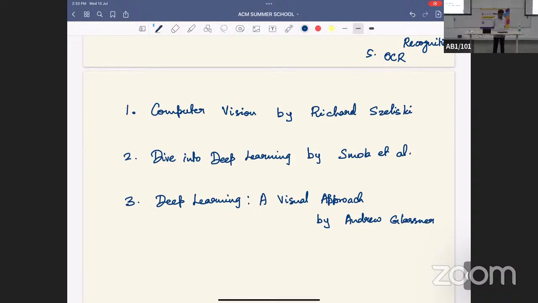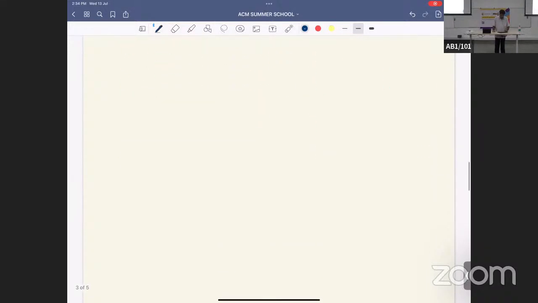These 3 books should be sufficient for most of the topics which we'll be discussing. All are updated books. They cover all the recent advances in vision, like transformers and variational autoencoders and all those recent concepts in deep learning, which could be applied to computer vision problems. Okay, and yeah, so there we stop.